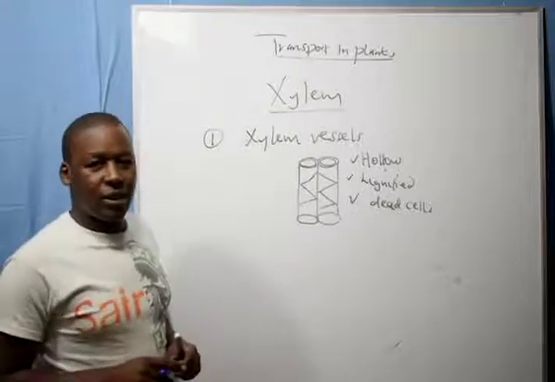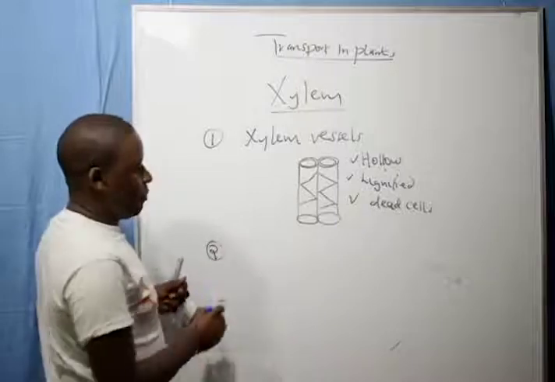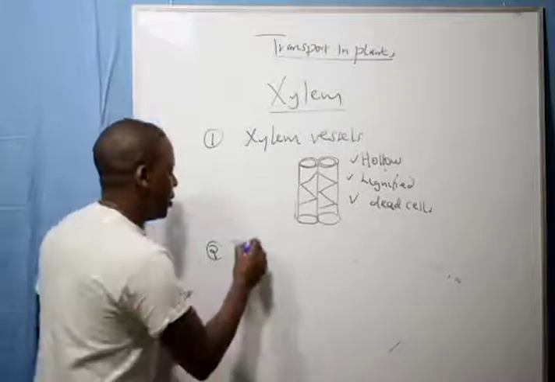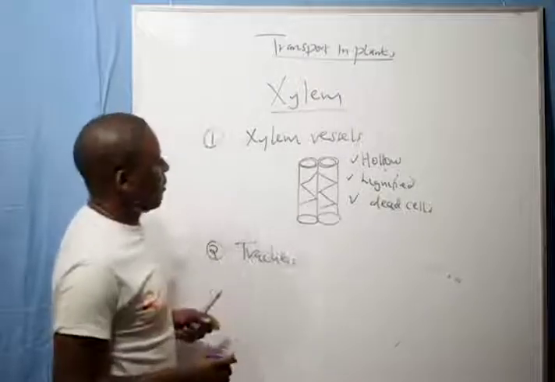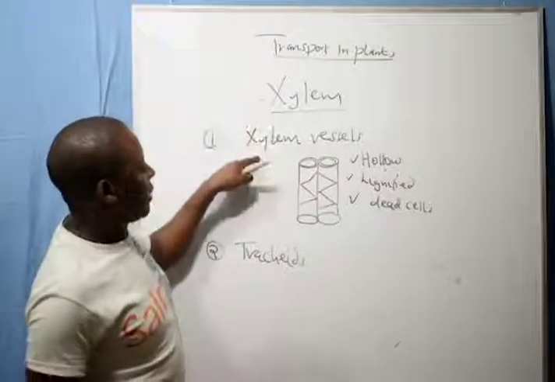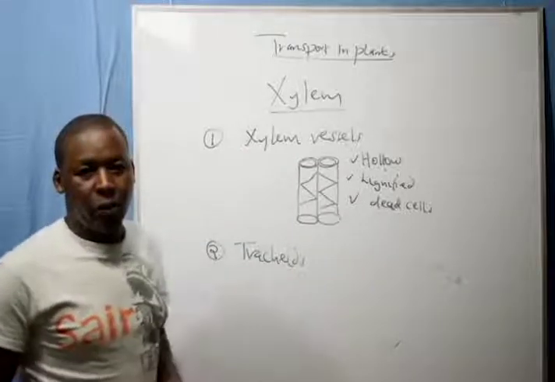In the next lesson, I shall look at the second part of the xylem, which is known as tracheids. Xylem is made up of xylem vessels, and in some plants, other plants are made up of tracheids.